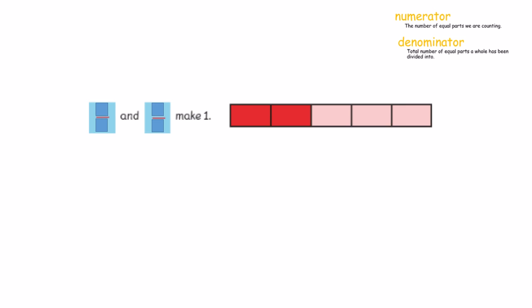How many pieces has this rectangle been split into? It has been split into 5 equal pieces, so the denominator will be 5. 2 of those 5 pieces are dark red. That means 2/5. 2 out of 5. How many are light red? 3 out of 5. So the numerator will be 3. We can see that 2/5 and 3/5 make 1, make the whole rectangle.